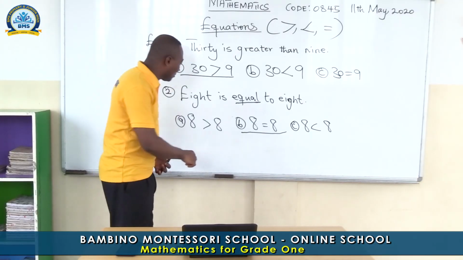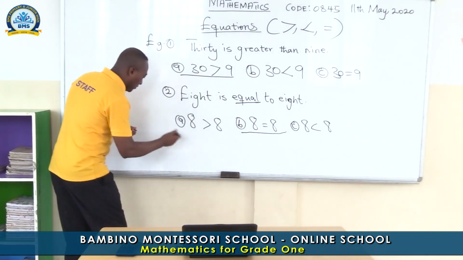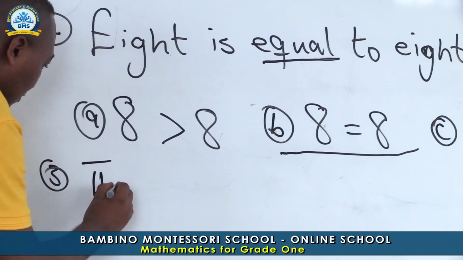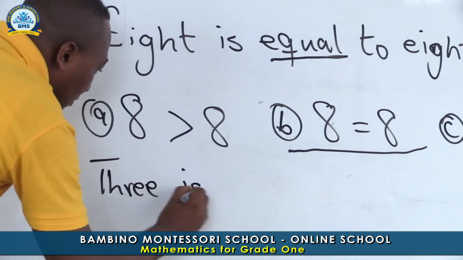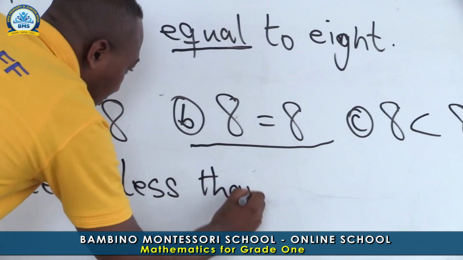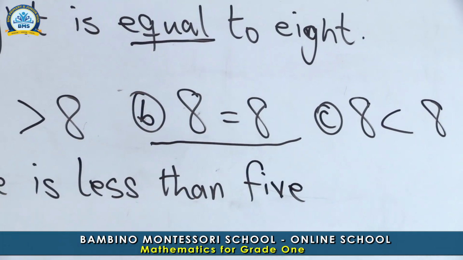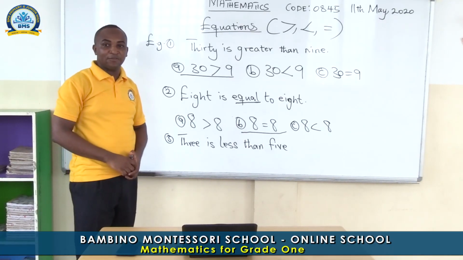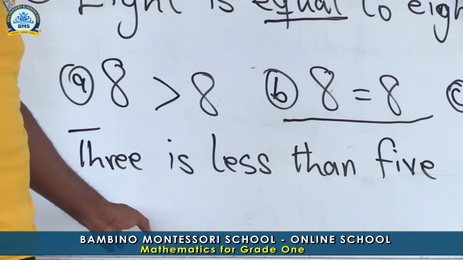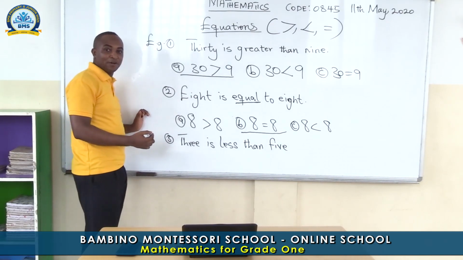And the last example under the equations, let me write example 3 here. We have 3 is less than 5. 3 is less than 5. Once again, I'm going to give you 3 options, so make sure you choose the correct one. 3 is less than 5. Which of these options is correct?